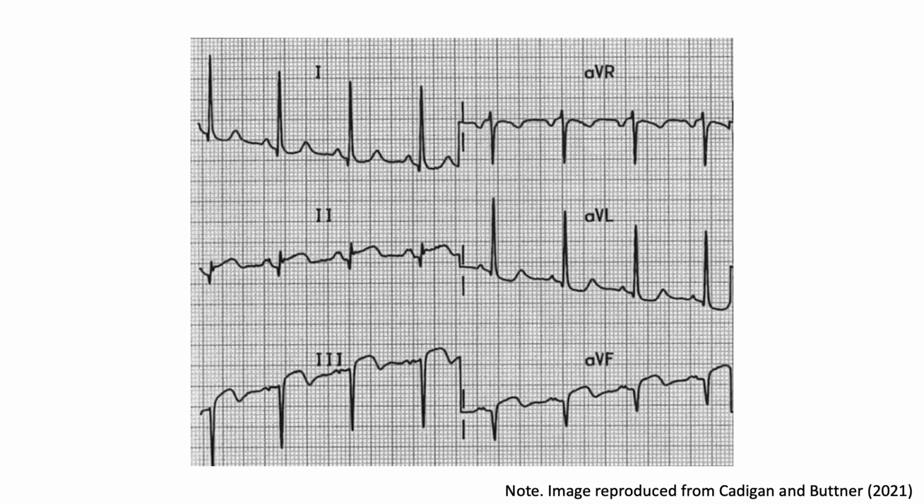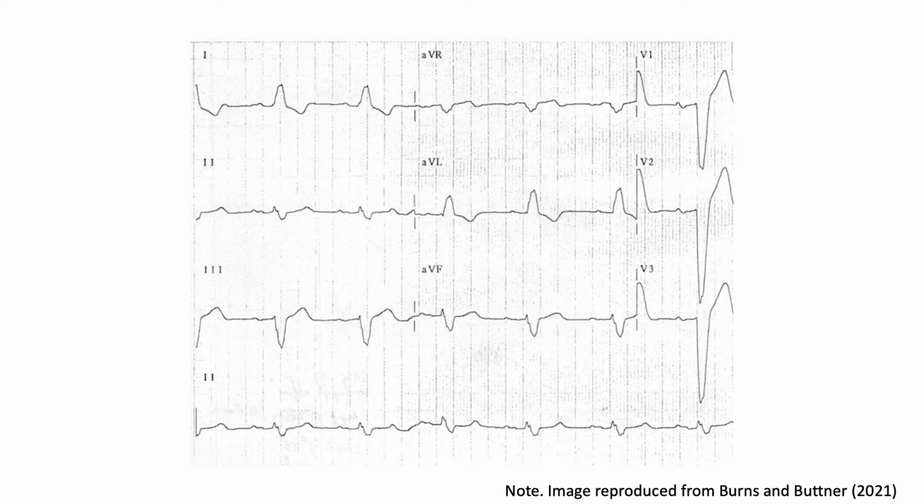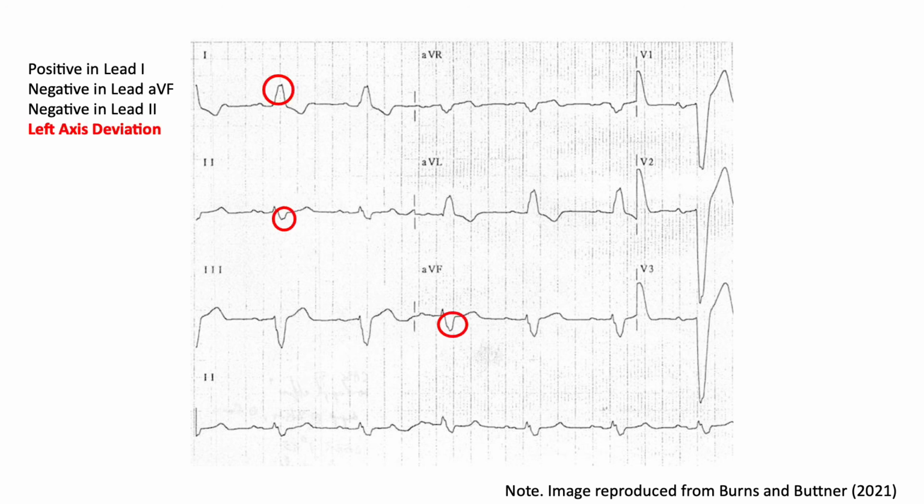What about this one? It's positive in lead 1, negative in lead AVF, and equiphasic in lead 2, so it's actually a normal cardiac axis, somewhere between -30 and 0 degrees. What do we think of this one? It's positive in lead 1, negative in lead AVF, and negative in lead 2. So it's of course a left axis deviation.